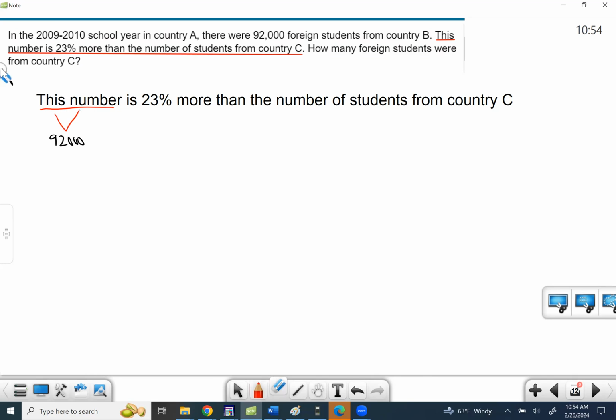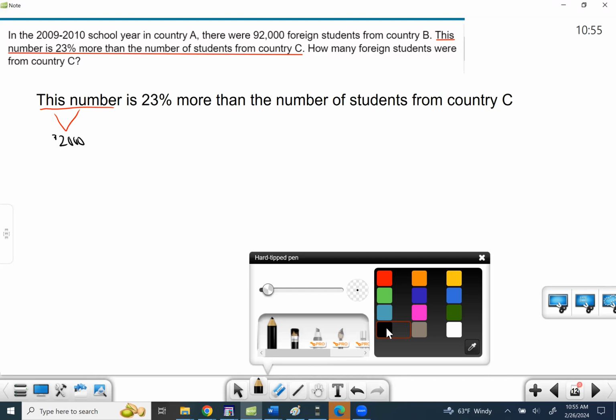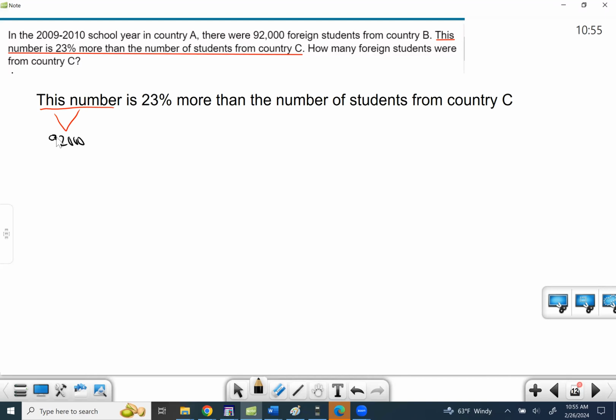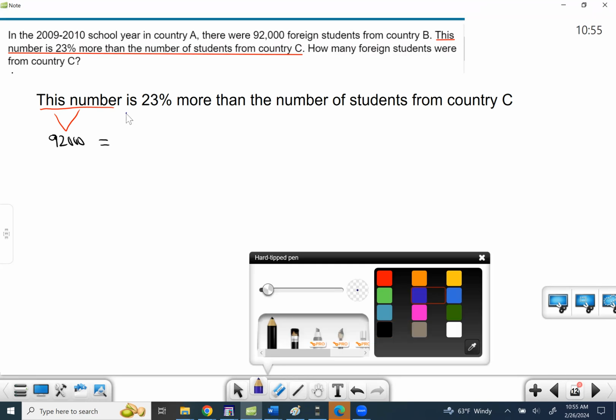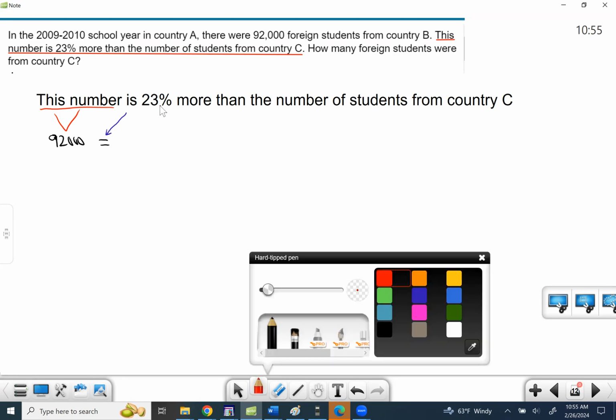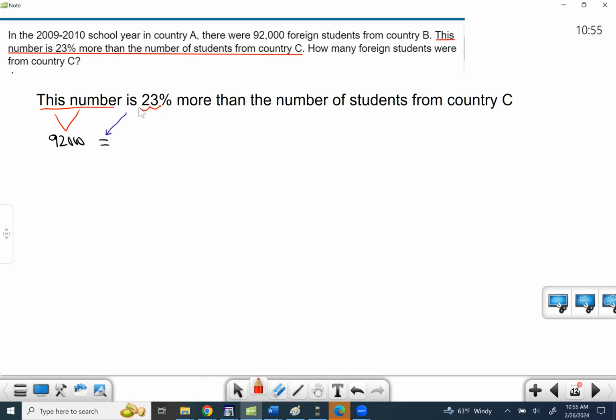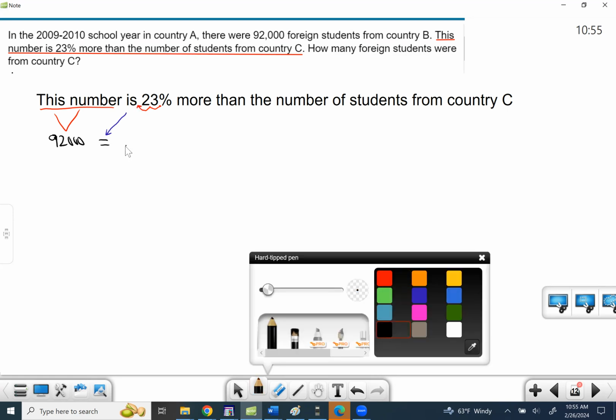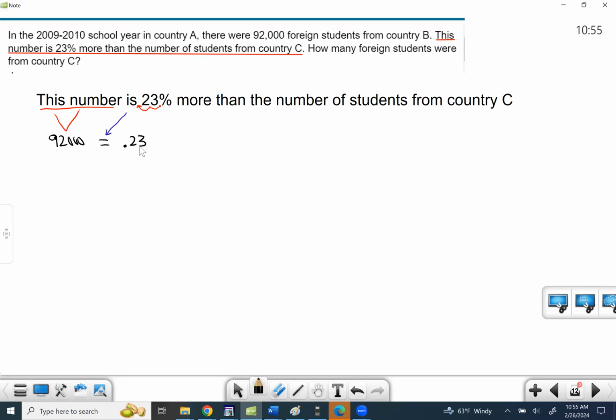All right. Is in math means equals. We're going to go ahead and put, oops, I accidentally erased a 92. We're going to put equals for the is. Now, remember, you can never put a percent into a math problem. You have to move the decimal place twice. So if we move the decimal place twice, it would end up right there. So we're going to put 0.23. Okay.